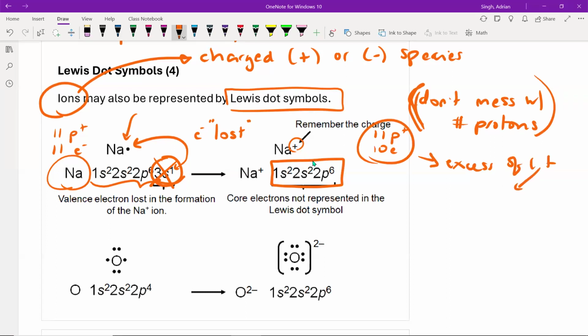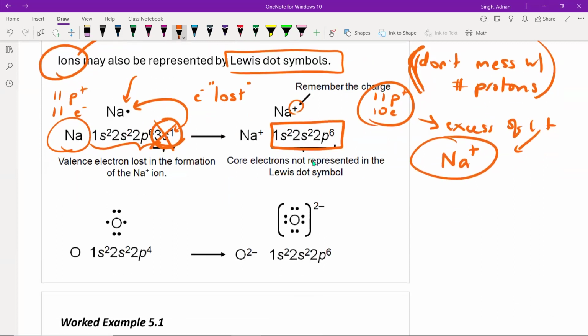And this is what we write now as our charge on the sodium, and that's the sodium ion. That's our Lewis dot symbol also. Remember, the Lewis dot symbol shows a valence electron. We've lost that one valence electron, so it's gone. It's replaced now by the positive superscript. Okay, we don't show our core electrons in our Lewis dot symbol.